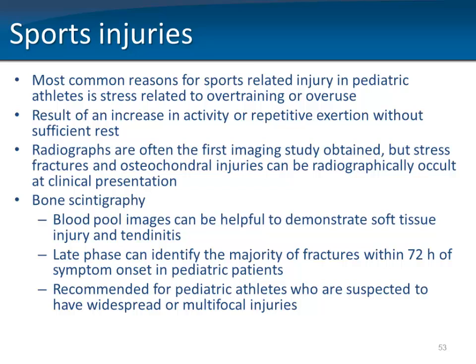So radiographs are, of course, often the first imaging study that is obtained, but usually they do not contribute so much as these lesions tend to be occult. And that is, of course, where bone scintigraphy comes in. Blood pool can help you to demonstrate soft tissue injury, but with SPECT-CT you can also very well assess tendons. Late phase can help you to identify fractures as early as 72 hours after onset. Again, if it is radiographically occult or you suspect multifocal disease, bone scan is the way to go.